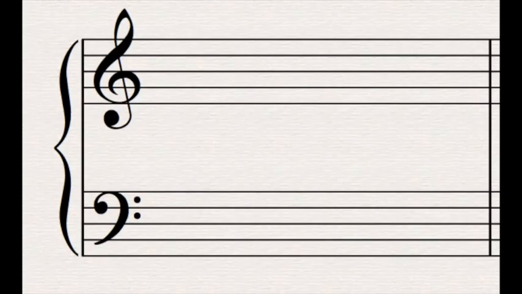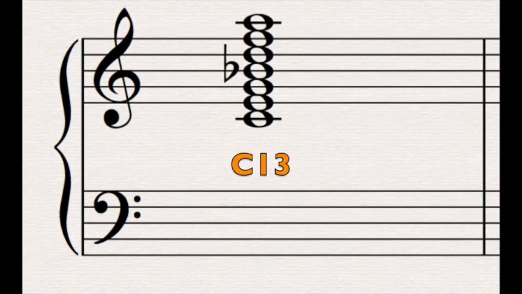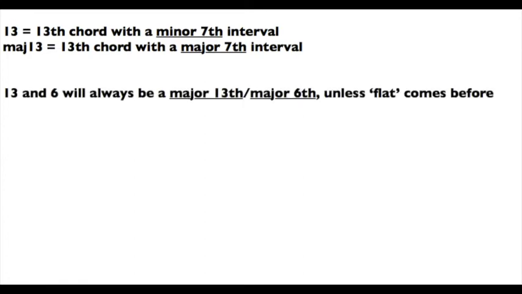The difference between a 6th and a 13th is the other notes that feature in the chord. A C6 would look like this, whereas a C13 would look more like this. You've probably guessed by now, but the 7th in every 13th chord is a minor 7th unless you see MAJ before it. As for the 6th or 13th, it is always assumed to be a major 6th unless it's specified with a flat before, much like how a 9th is assumed to be major unless specified.